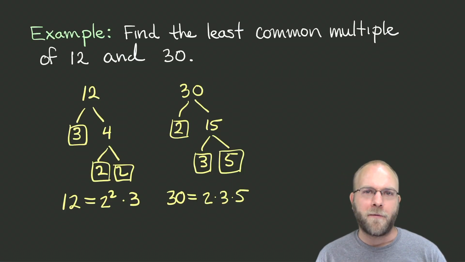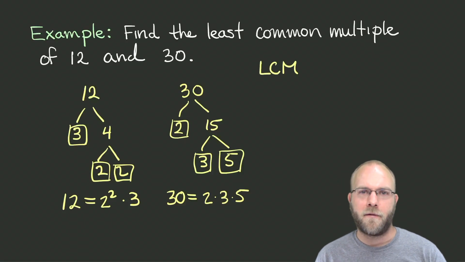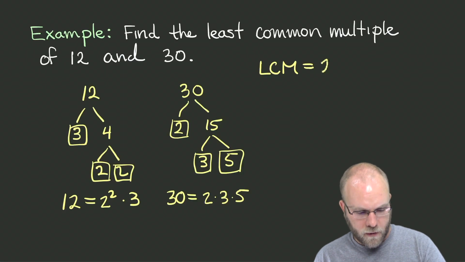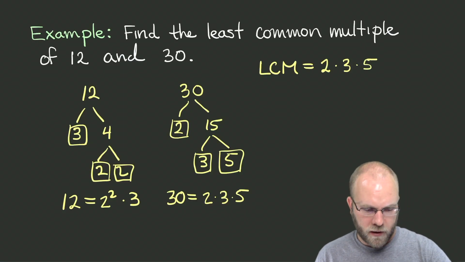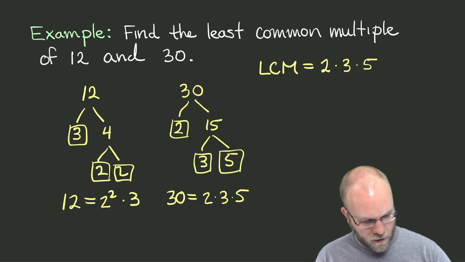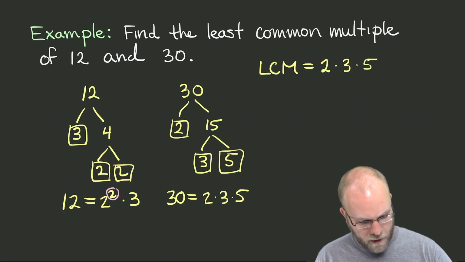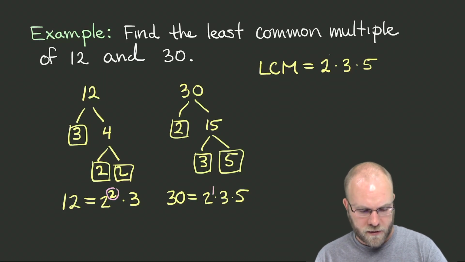Now that we've written out the prime factorizations, we can find the least common multiple of these two numbers in the following way. We're going to write down every prime factor that shows up in either one of these two factorizations. 2 shows up, 3 shows up, and 5 shows up. Now we're going to raise each one of those to the highest power that shows up in either one of those factorizations. So 2 is raised to the second power in the factorization of 12, and it's raised to the first power in the factorization of 30.